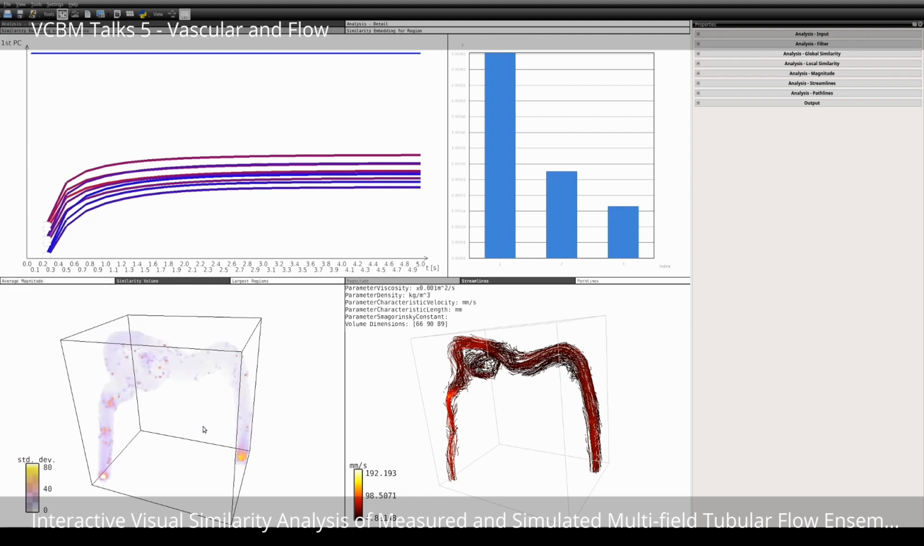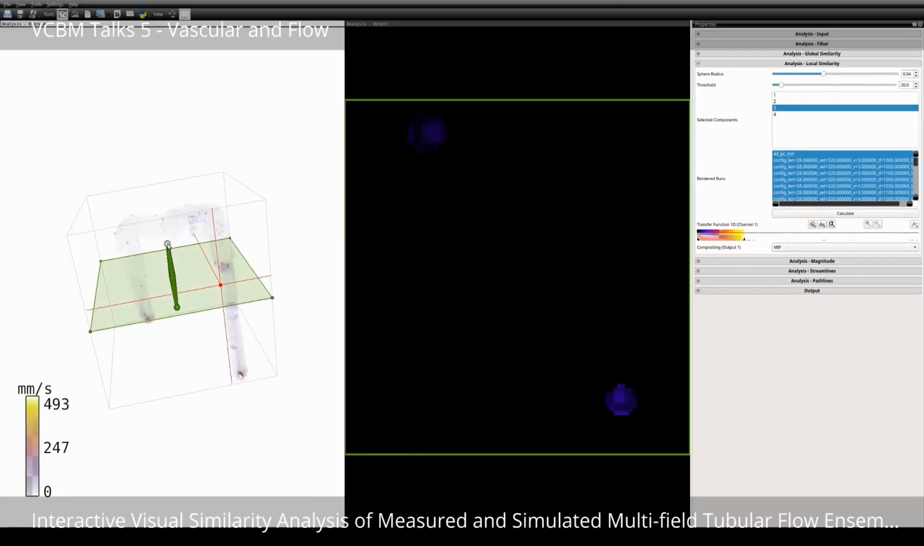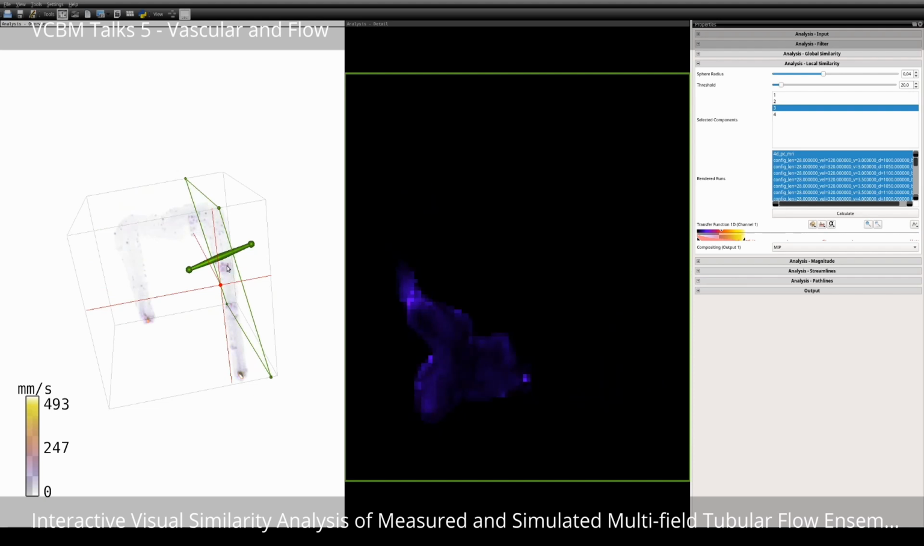Below, we see the spatial similarity distribution for selected runs, as well as streamline visualizations. Selecting the measurement and the most similar simulation run, we can inspect the actual difference by placing an arbitrary plane from which we derive a slice-based representation.